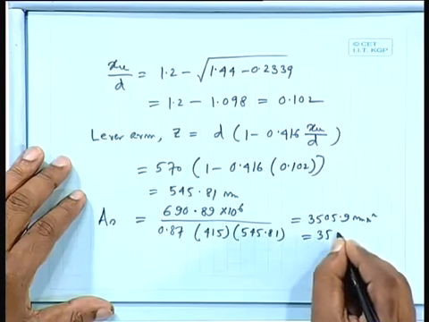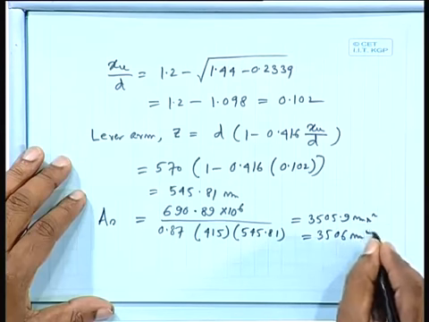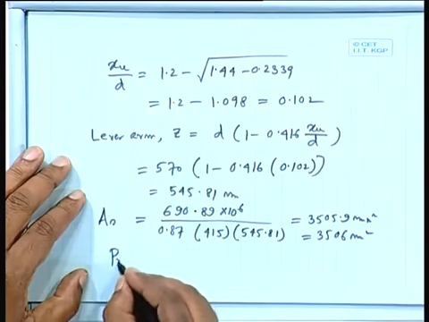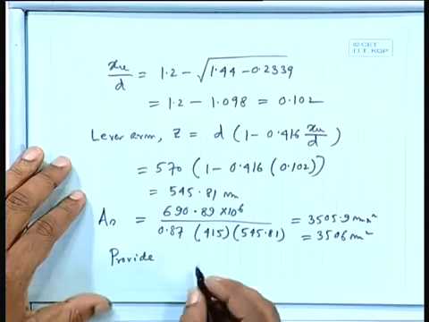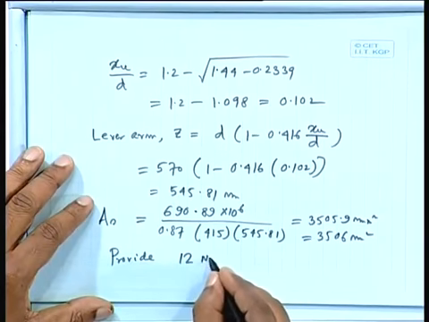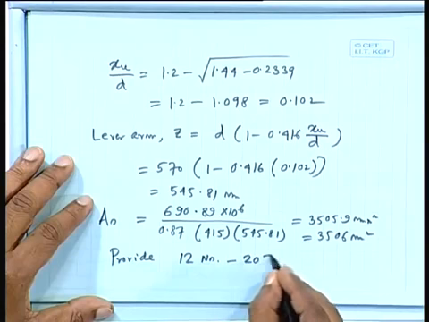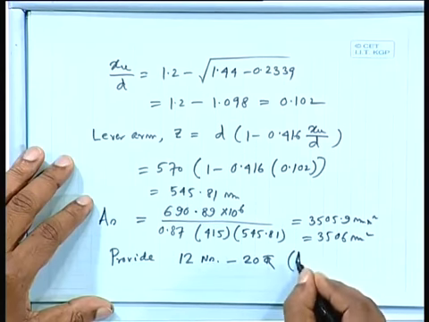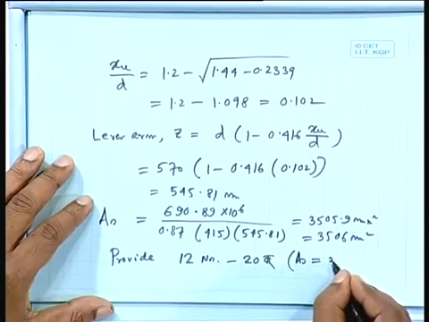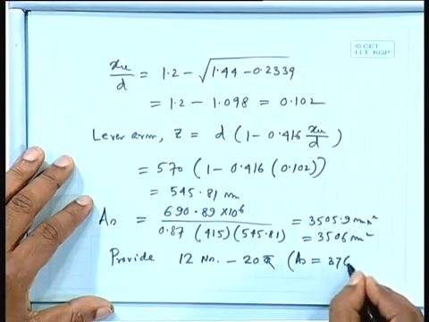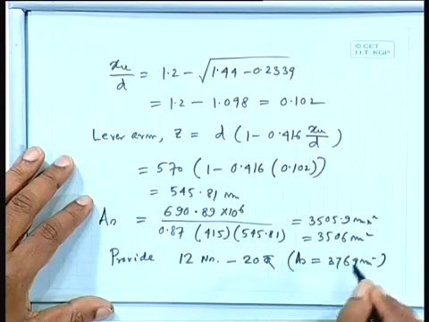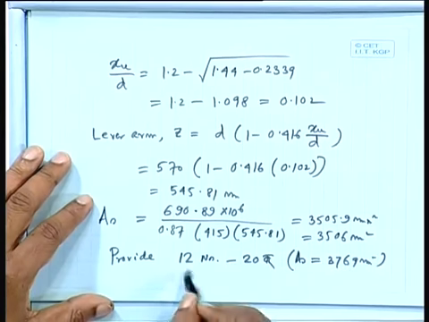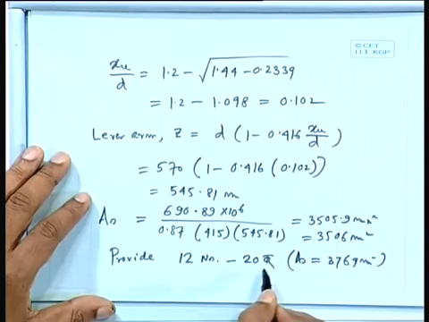We can write down 3506 square millimeter. Provide 12 numbers of 20 mm diameter bars, which comes as area of steel 3769 square millimeter. Here one thing you please note, I have written 12 numbers 20 mm.